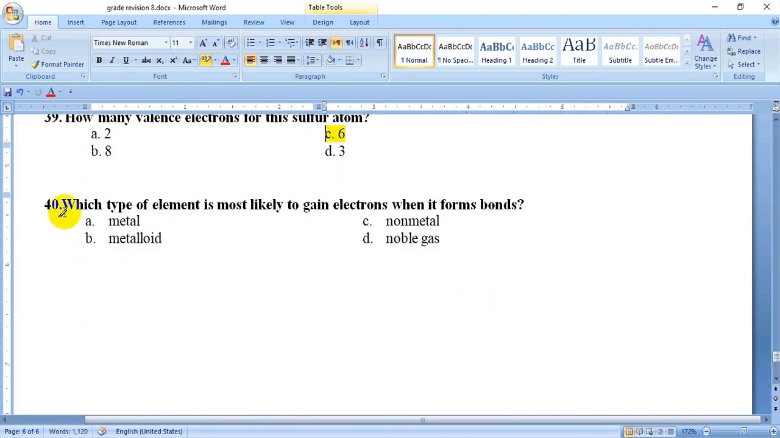40. Last question. Which type of element is most likely to gain electrons when it forms a bond? Metal, metalloid, non-metal, or noble gas? Of course, noble gases will not lose, gain, or share electrons. Metalloids, most of them, share electrons. Metals lose, and non-metals, we will choose non-metals, because non-metals are most likely to gain electrons, like oxygen and nitrogen.